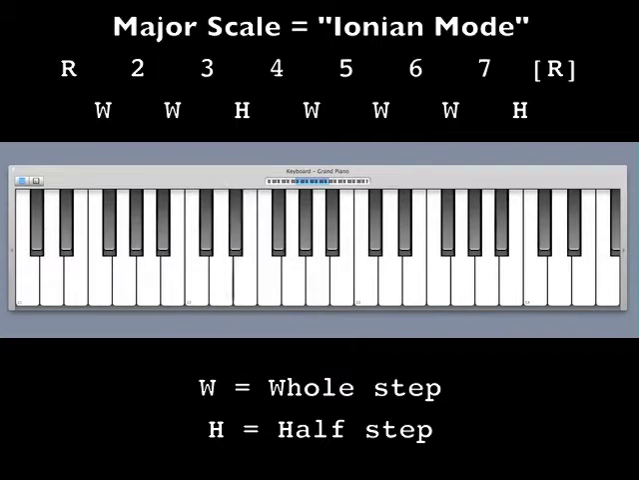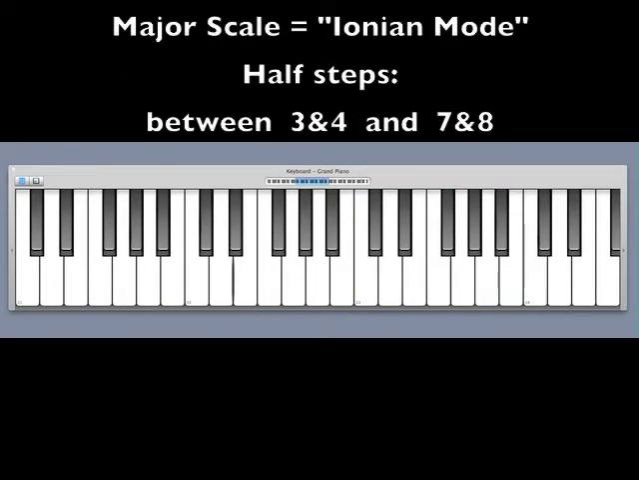Now you'll notice 3 and 4, there's no black note in between, so that's a half step. 4 to 5, there's a black note in between, so that's a whole step up. 5 to 6, a whole step. 6 to 7, a whole step. Now 7 and 8 are right next to each other, no black note in between. So that's an important thing to remember. The half steps are between 3 and 4 and 7 and 8.